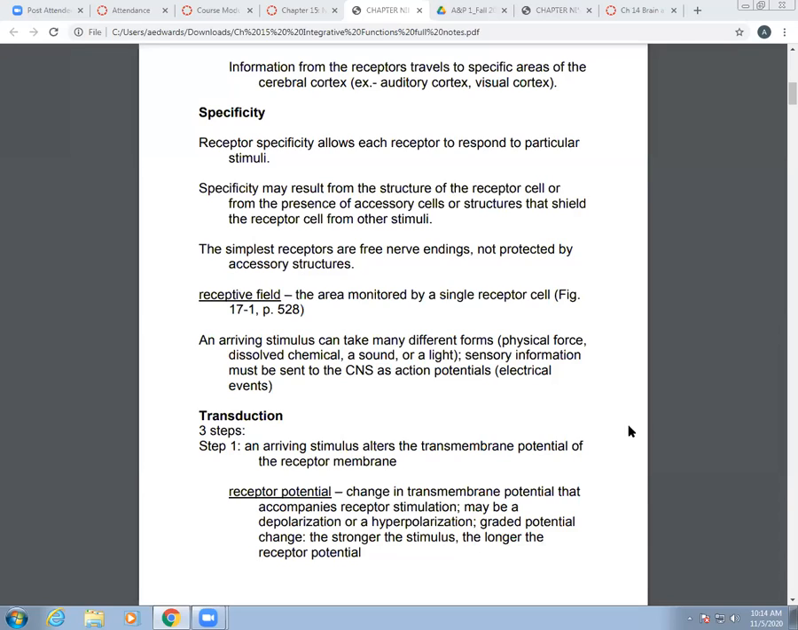All right, so let's talk a little bit about transduction. Transduction has 3 steps. First step, your stimulus has to alter your transmembrane potential in the membrane of the receptor, right? Okay, you've got to alter that transmembrane potential.